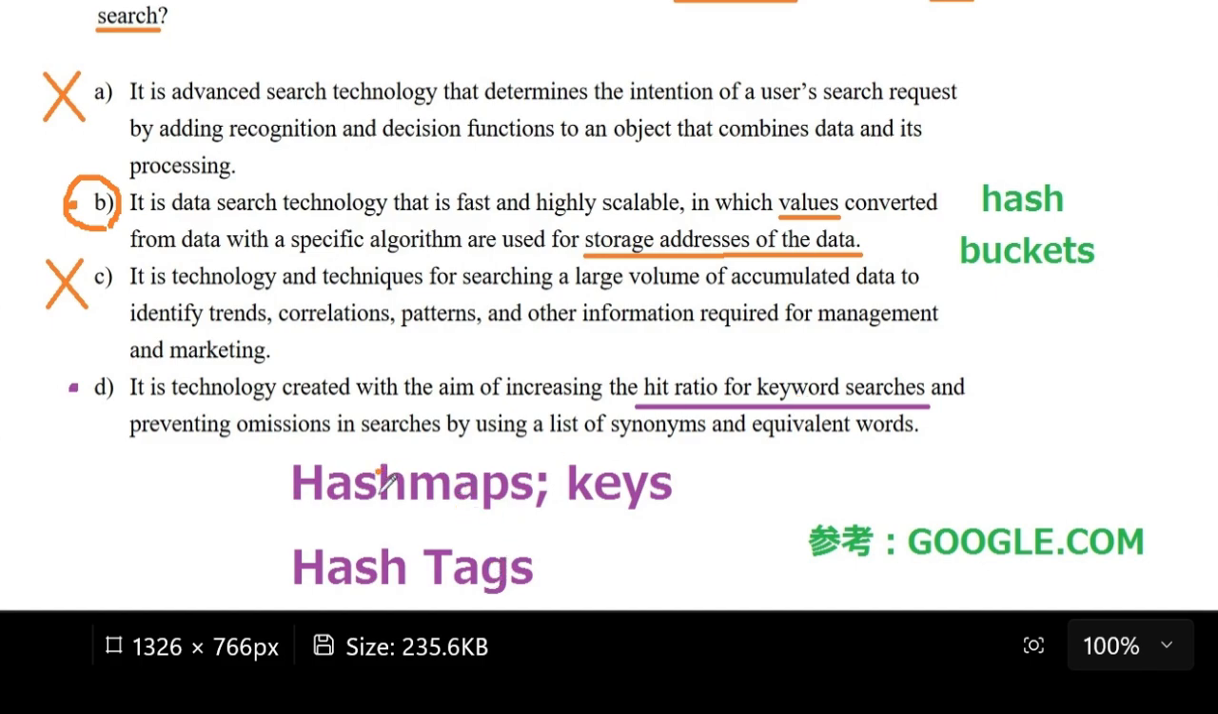Of course, we have also what we call hashtags, which I thought also use the keywords, which I think would be useful to find the value, the item, when we're doing data search much faster. So it was really D or B, because for B you got something about the values in the data being converted and used for storage addresses.